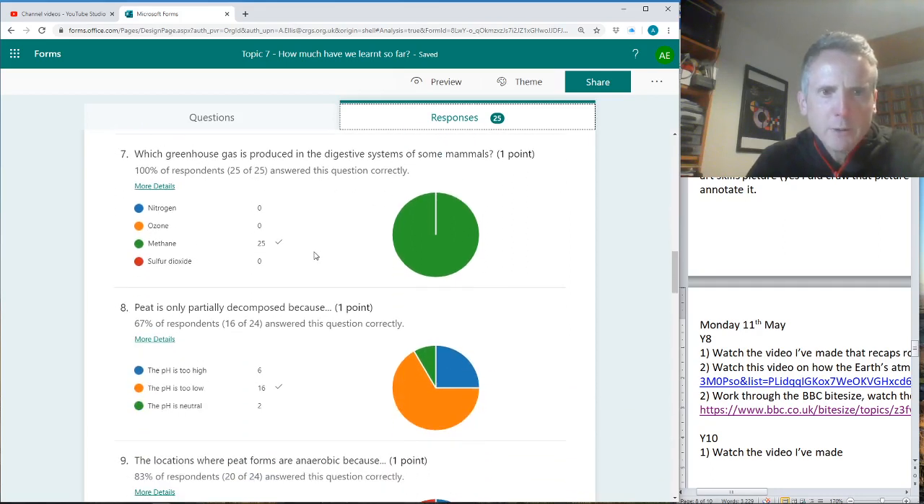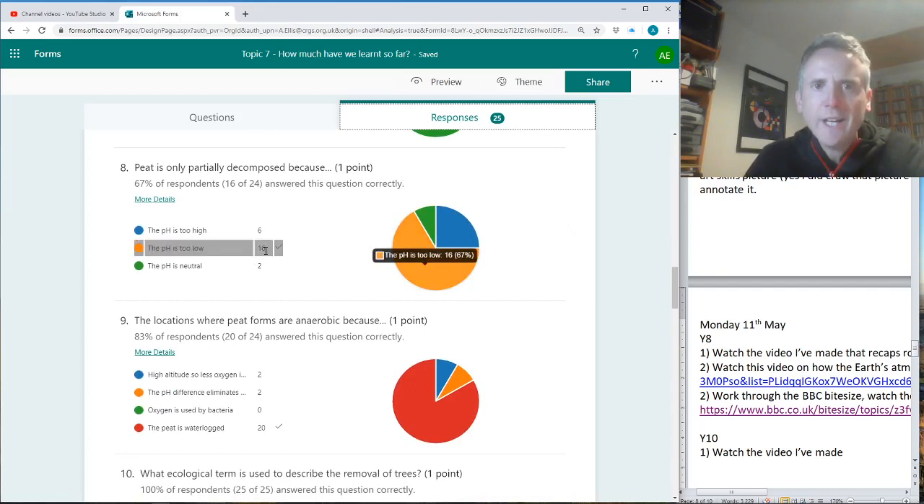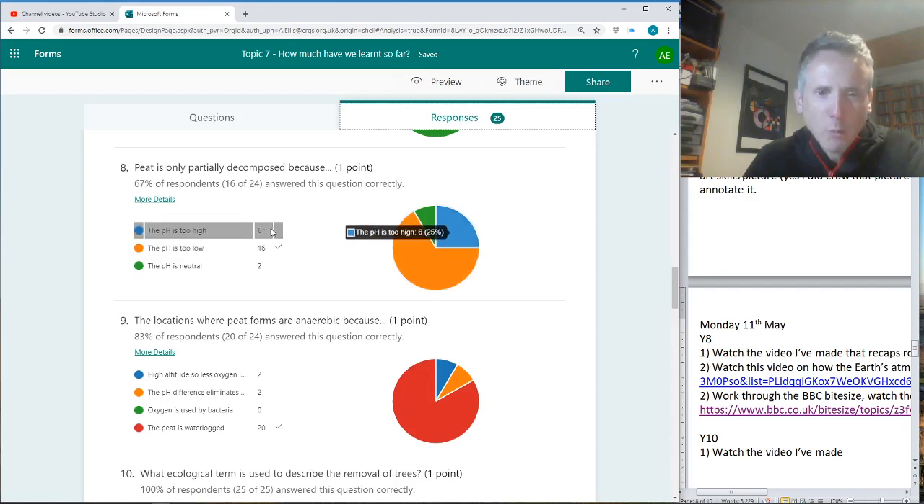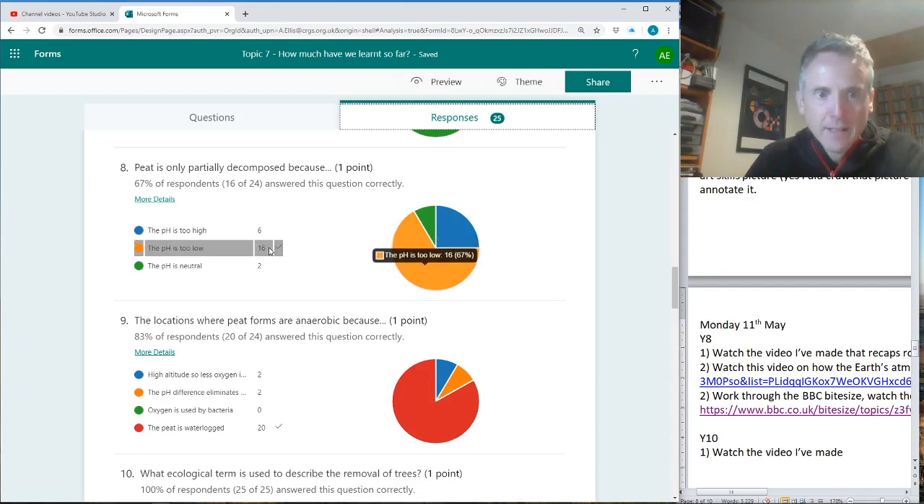7, which greenhouse gas is produced by the digestive systems of some animals? Again, everyone got that. Methane, brilliant. Peat is only partially decomposed because, yeah, the pH is too low. It's acidic. Too high would be alkaline. Neutral is neutral. Well, yeah, it's acidic. Remember, I stop my onions from going off by pickling them. They're in pH 2, aren't they?